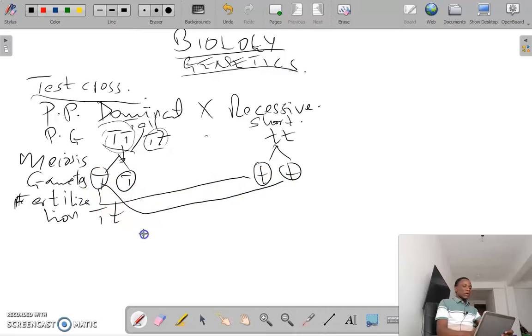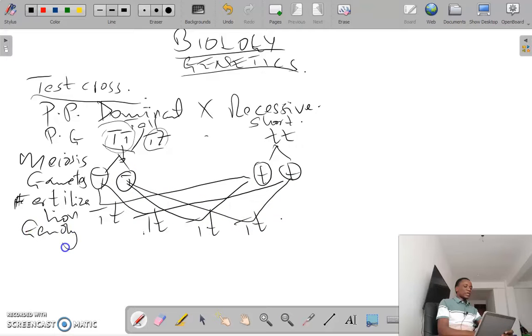So always this one will be capital T small t. Then this with the second one, capital T small t. This with the first one, capital T small t. This with the second one, capital T small t. So you will find that these are the genotypes of the offspring.